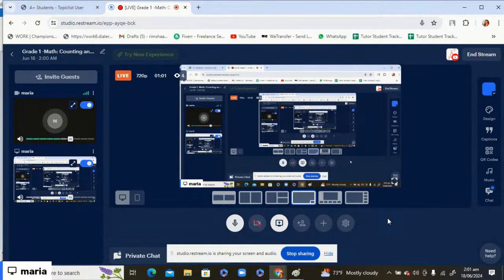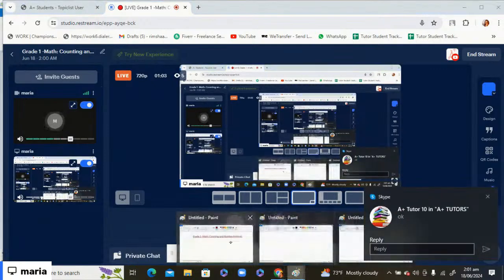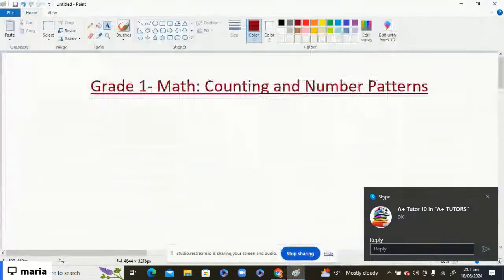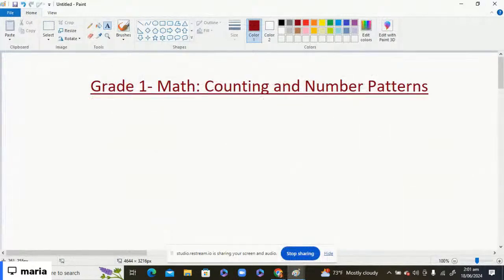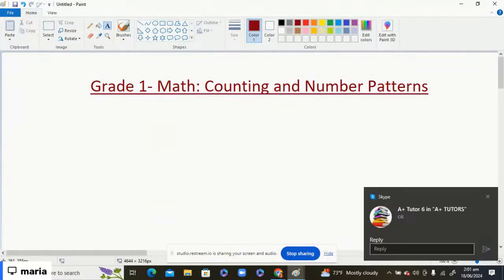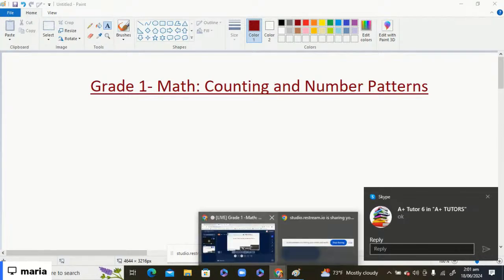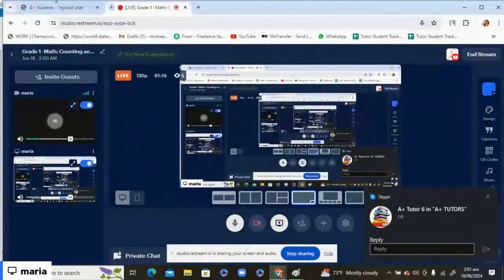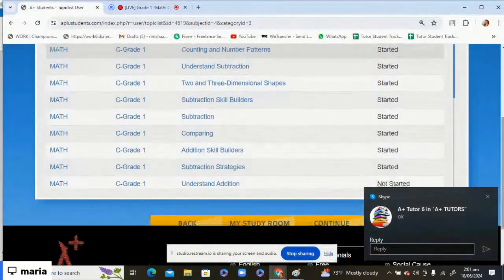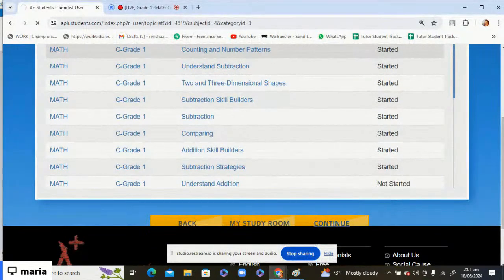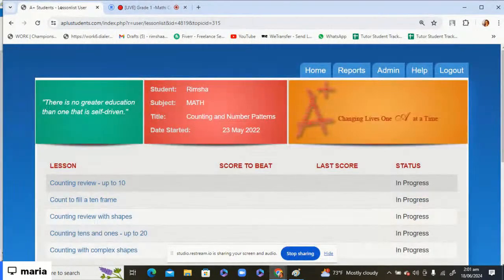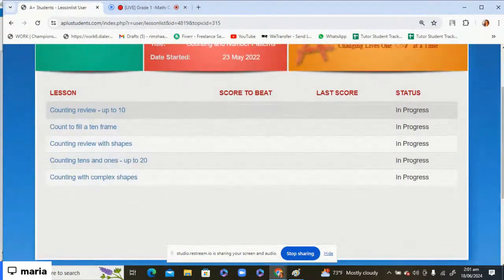So, today we are here to discuss the grade 1 maths. The chapter name is Counting and Number Patterns. These are the names of the lessons: Counting Review up to 10, Counting to fill a 10 frame, Counting Review with shapes, Counting tens and ones up to 20.